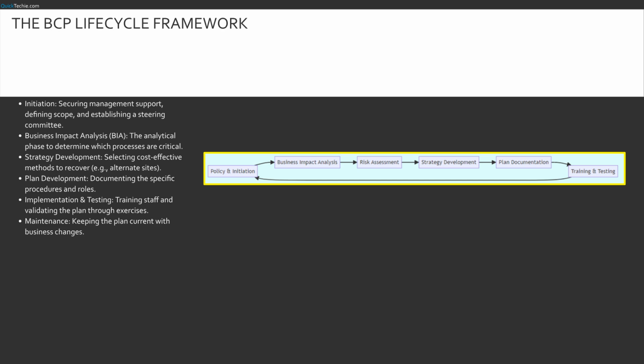But writing is not enough. We must have implementation and testing. A plan that hasn't been tested is just a theory. Finally, maintenance ensures the plan evolves as the business grows. As auditors, we look for evidence of every single step in this cycle.